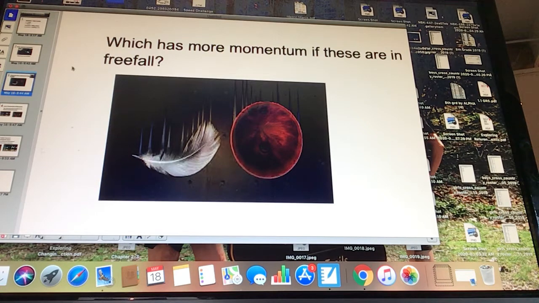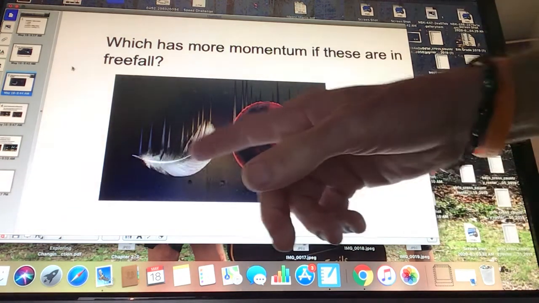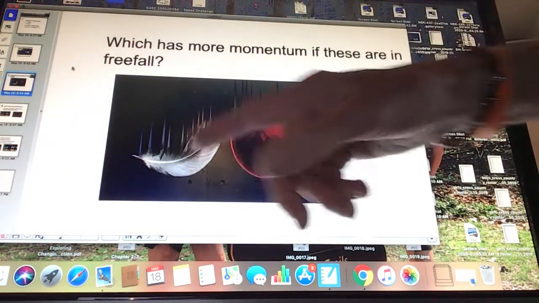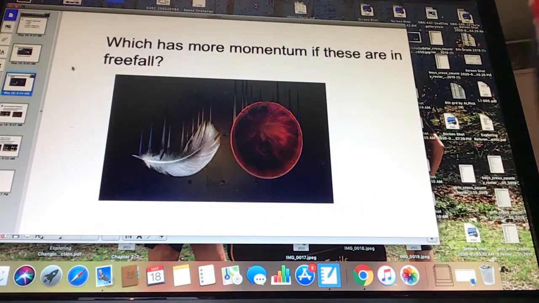Which one would you rather be hit by? Because it has less momentum. The feather, right? Because of its mass only. I should say, velocity is the same on these two objects because they're in free fall. So a feather's going to have less momentum than the bowling ball.